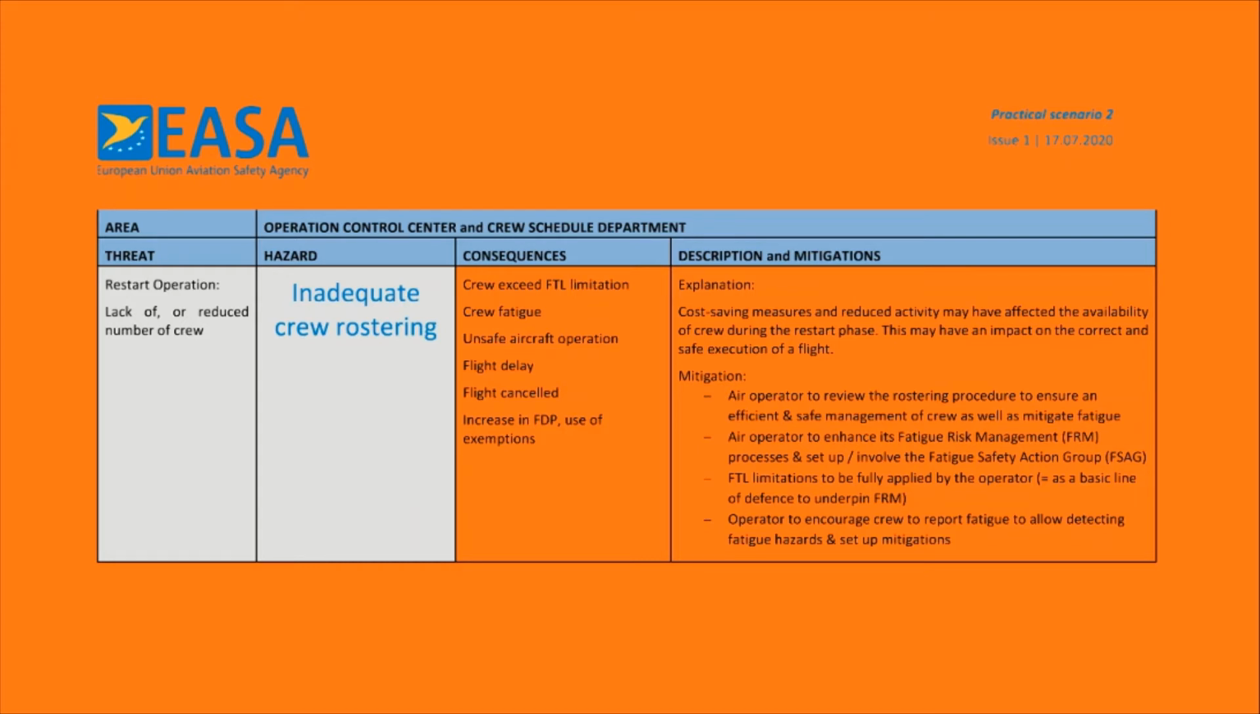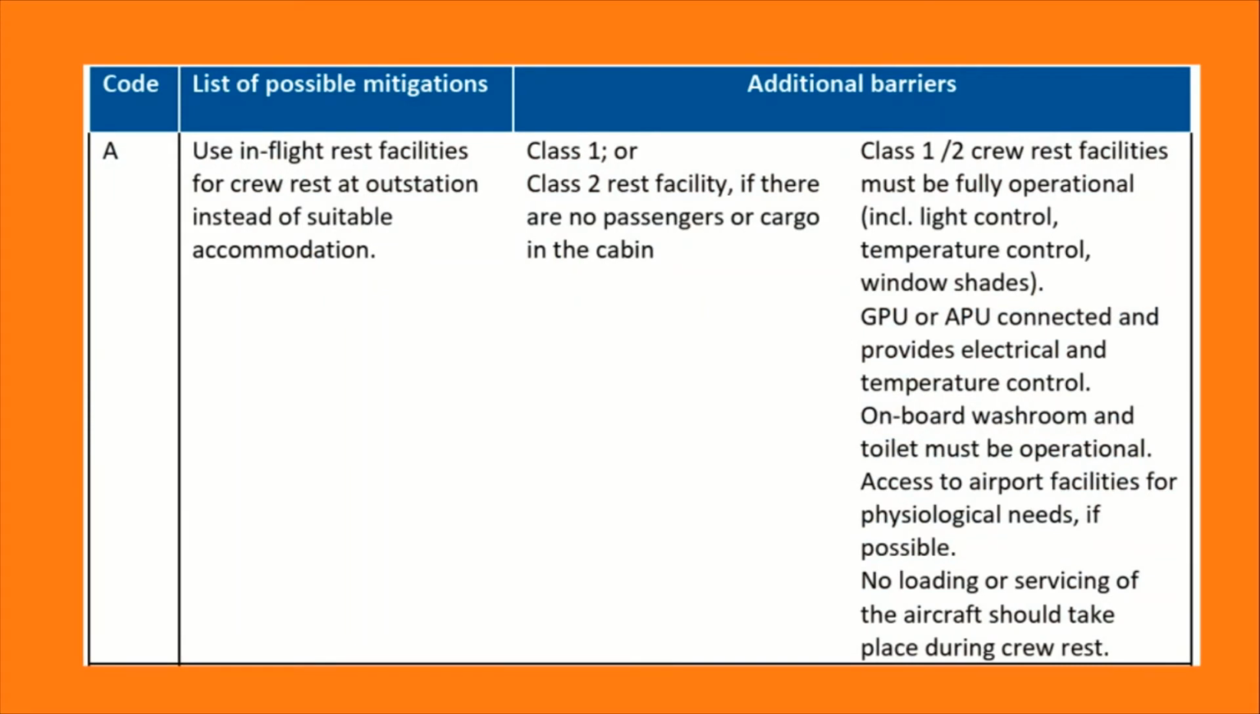The last example coming from Table 3 is about the use of in-flight rest facilities for crew rest at outstation instead of suitable accommodation. This measure is used either because of local government restrictions or to reduce exposure of crew members to COVID-19. It is valid to prepare relative procedures as we see that countries take measures at short notice. This exception could be very useful, but some measures should be taken to ensure a minimum quality of rest.